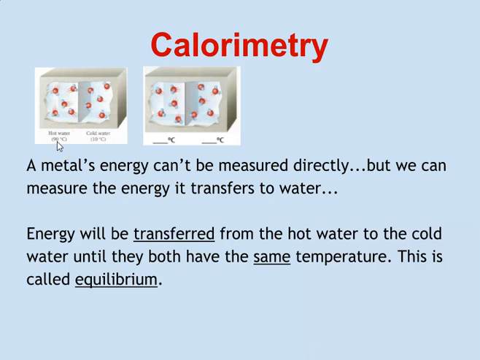So we're starting here at 90 degrees and 10 degrees, respectively, for the hot and cold water. Eventually, they're going to come to the same temperature, right? Equilibrium. That temperature is going to be probably somewhere around 50 degrees, the average between the two, assuming that we have the same amount of water on both sides. Now, we can easily measure that temperature change with a thermometer, right? Hot water has gone from 90 to 50, and cold water has gone from 10 up to 50, right? They actually have equal temperature changes in this case because we have equal amounts of the same substance.